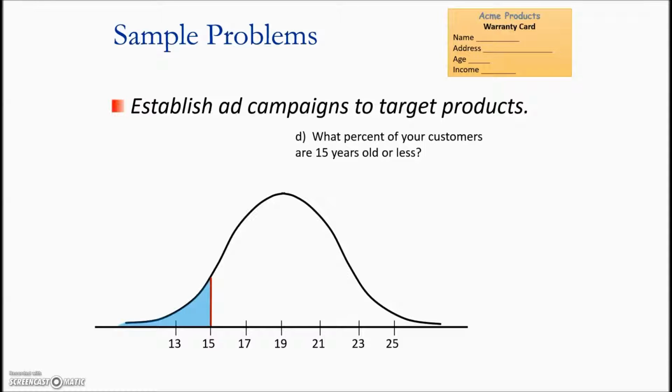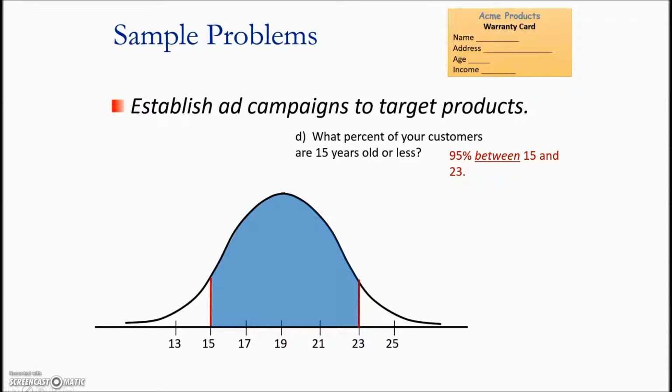They're asking us for 15 or less, so we're looking for this shaded region. But we have to use the properties of normal distribution to answer this. So where is 15 located? It is 2 standard deviations below. If that's combined with 2 standard deviations above, that relationship tells us that that's equivalent to 95%. We have to use that information to then work our way down to answering the question.